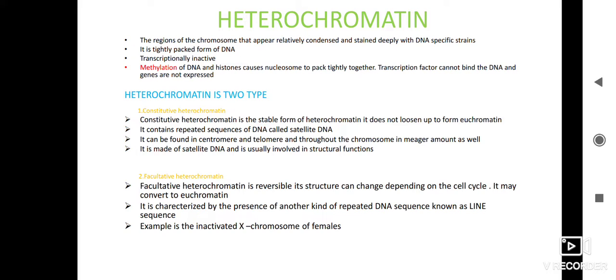Second one, facultative heterochromatin. Facultative heterochromatin is reversible. Its structure can change depending on the cell cycle. It may convert to euchromatin. It is characterized by the presence of another kind of repeated DNA sequence known as LINE sequence. An example is the inactivated X chromosome of females. Two types of heterochromatin: constitutive heterochromatin and facultative heterochromatin.